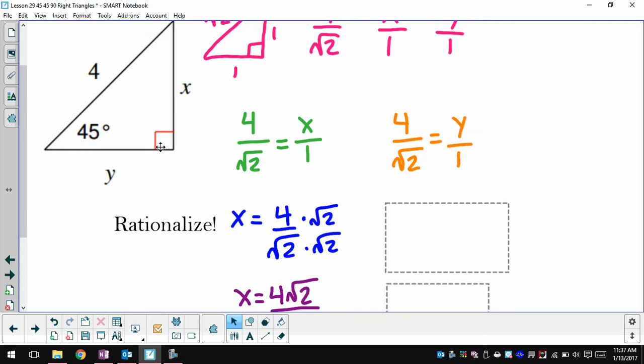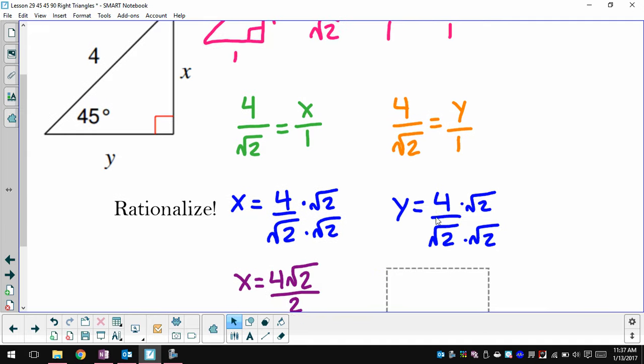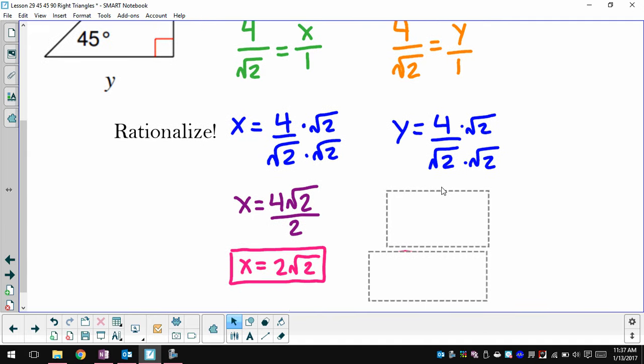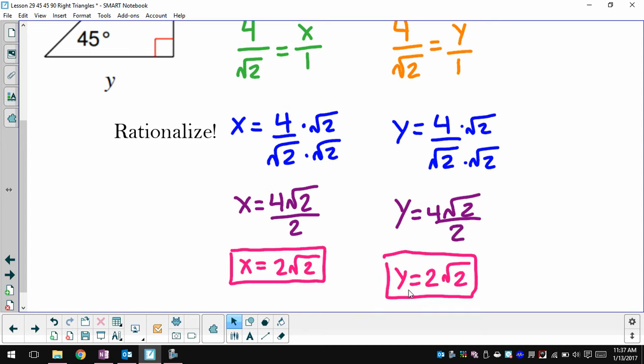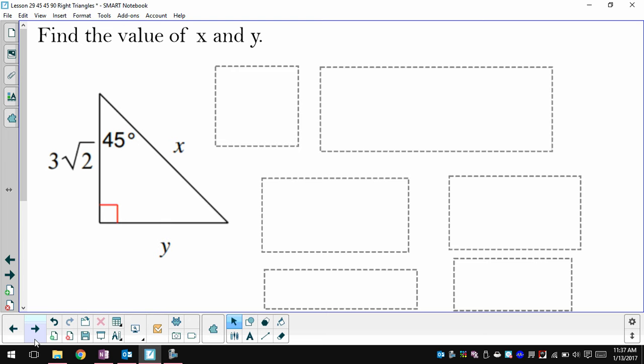Since this is a 45, 45, 90 triangle and x and y represent the legs, you might guess that they should end up the same, and they do, because I have to go through the same process. So both x and y are 2 times root 2. So I want you to pause and try this one on your own. Start by drawing the general right triangle and then writing your 3 corresponding side fractions.